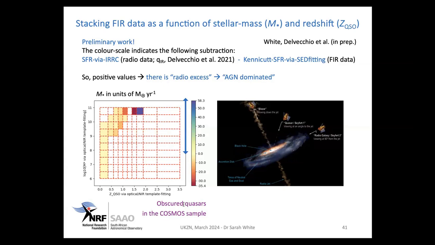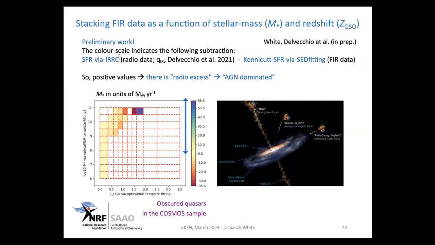So we've restricted that quasar sample to just those obscured sources. Shown along the x-axis here is the redshift, and the stellar mass is shown along the y-axis. And for each position in this grid, we have an estimate of the star formation rate from stacking the far-infrared data and subtracting that estimate from the star formation rate that's based upon stacking of the radio data.